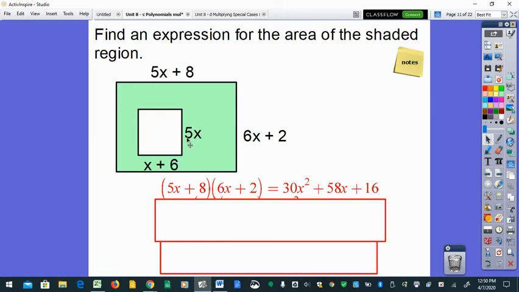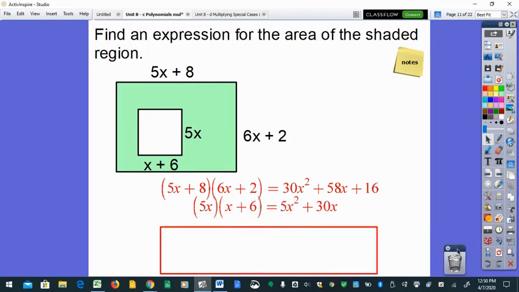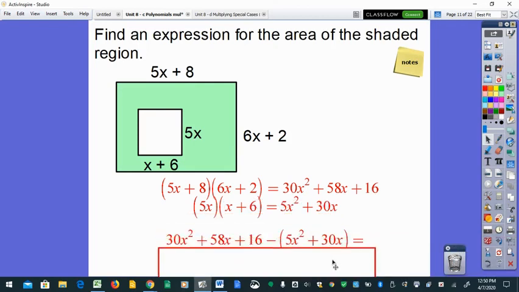Now we're going to multiply the length and the width of the white rectangle, and this is going to be a monomial times a binomial. So distributive property would give us 5x squared plus 30x. We now want to take the area of the green rectangle and subtract out the hole. This is the operation that we need to do.